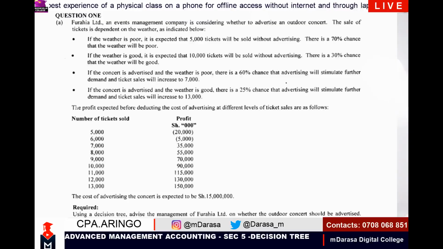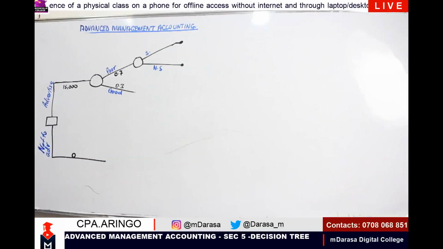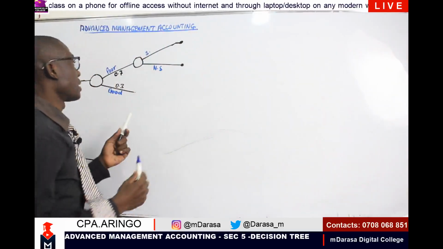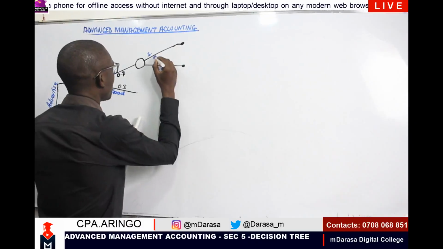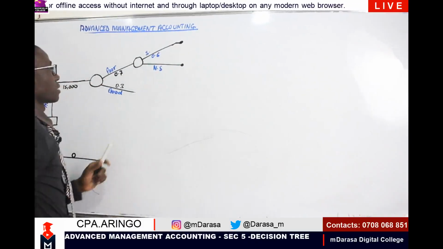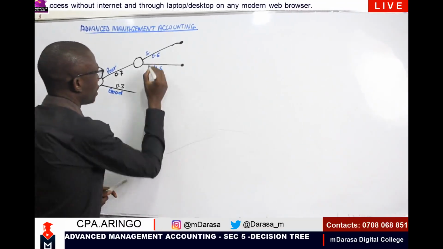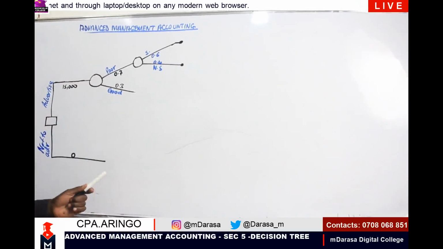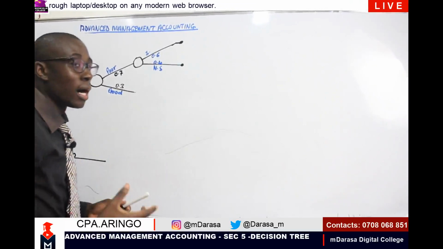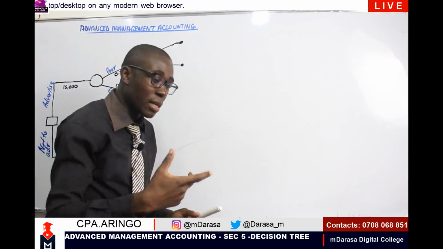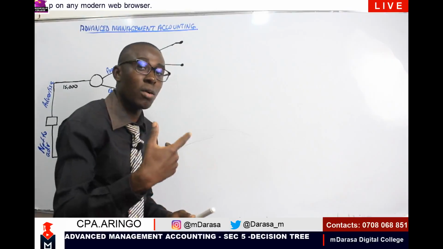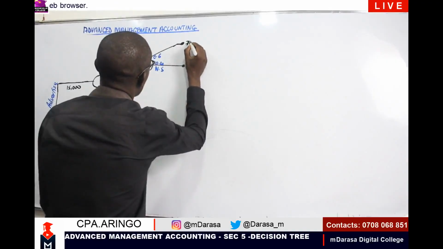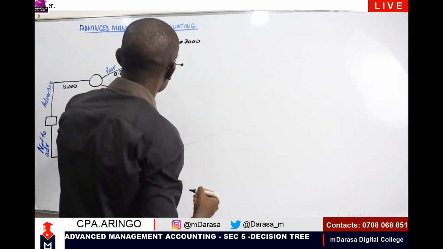So what am I having? 60% chance. So our weather is poor. There's that chance that it will stimulate our demand, and that chance is 0.6. And the chance that it will not stimulate our demand, therefore, should be the difference, which is 0.4. And if our advertisement has stimulated our demand, sales will shoot to 7,000, and the weather is poor.